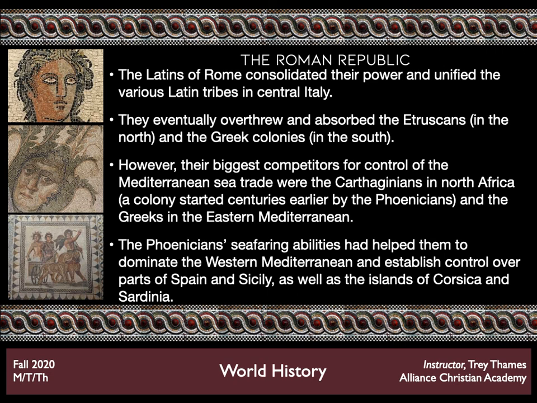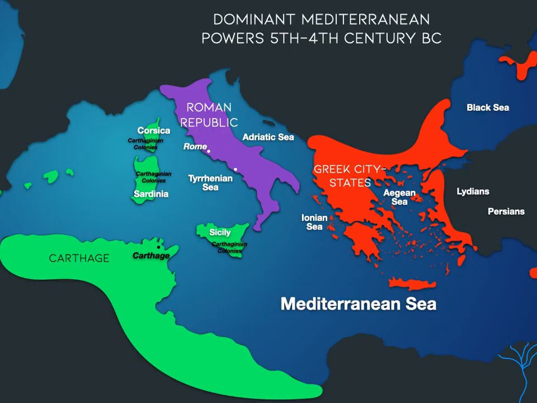But their biggest competitor is going to come from outside Italy, and it's going to be the Carthaginians in North Africa. As I mentioned, these are descendants of the Phoenicians. But again, they were so incredibly adept at seafaring that they had established colonies all over the Western Mediterranean. So it's the Carthaginians that are going to be a problem for them, as well as the Greeks. So the Romans, now the Latins really is a better term at this point, have consolidated power in the Italian peninsula, and now they're going to go to work to start to control the Western peninsula, and then eventually the Eastern peninsula.